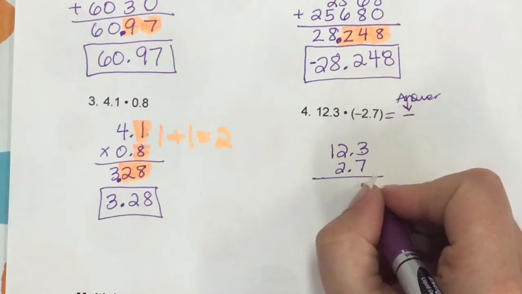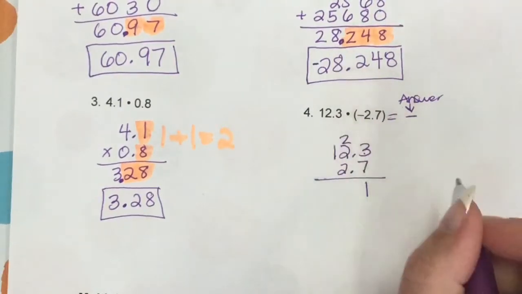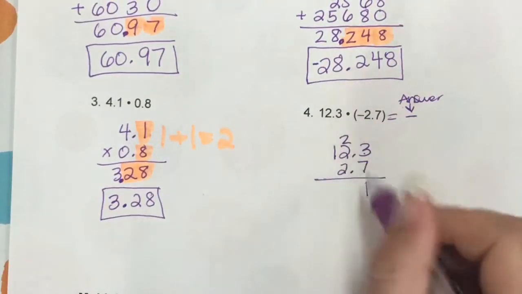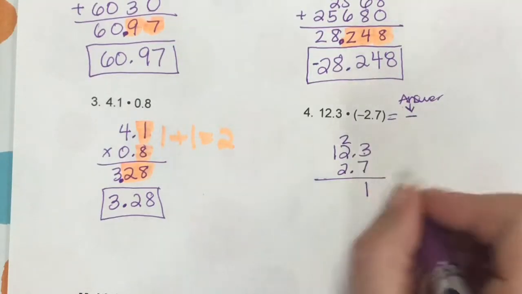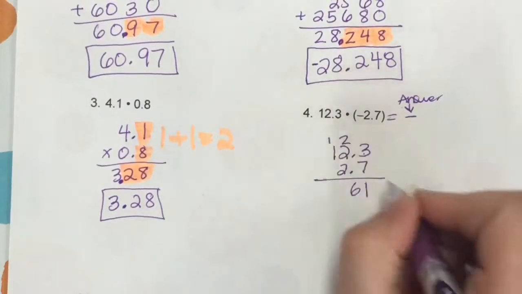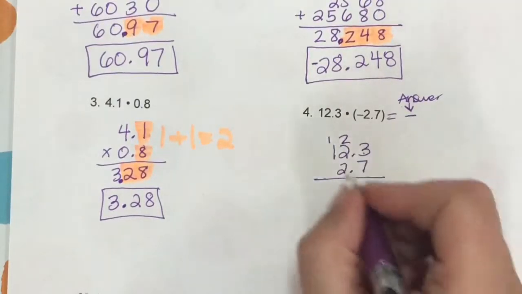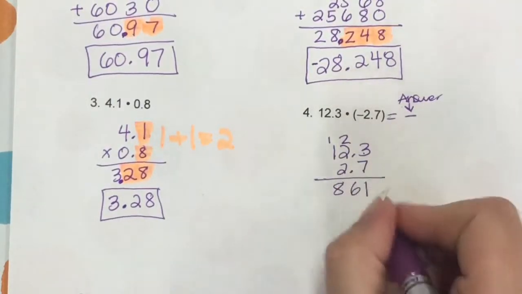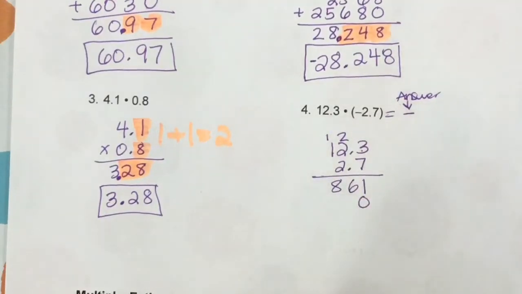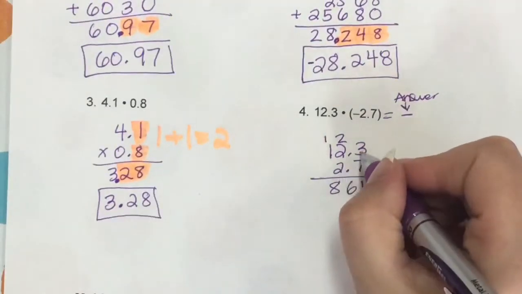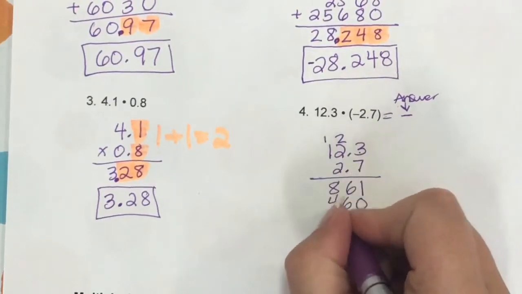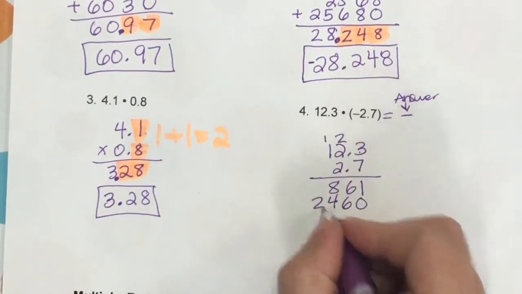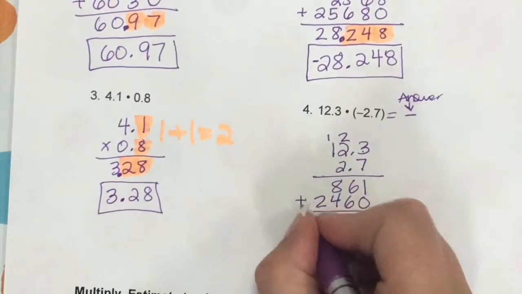7 times 3 is 21. Write the 1, carry the 2. 7 times 2 is 14, plus 2 is 16. Write the 6, carry the 1. 7 times 1 is 7, plus 1 is 8. Now we're to the tens place, so I need to add a 0 here. We're going to go 2 times 3, which is 6. 2 times 2, which is 4. And 2 times 1, which is 2. And then we add up all of these numbers.